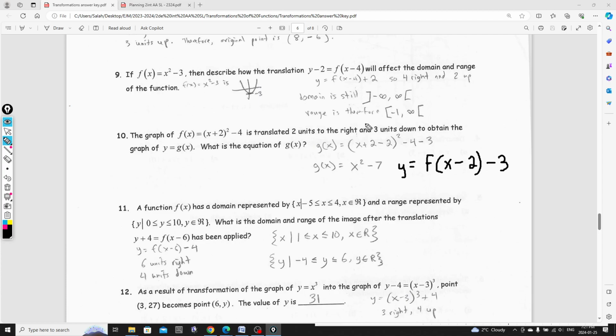And then I can just simplify that. Well, x plus 2 minus 2, those cancel out, so I've just got x squared. Minus 4 and minus 3 add up to negative 7. So that was question 10. Moving on to question 11.